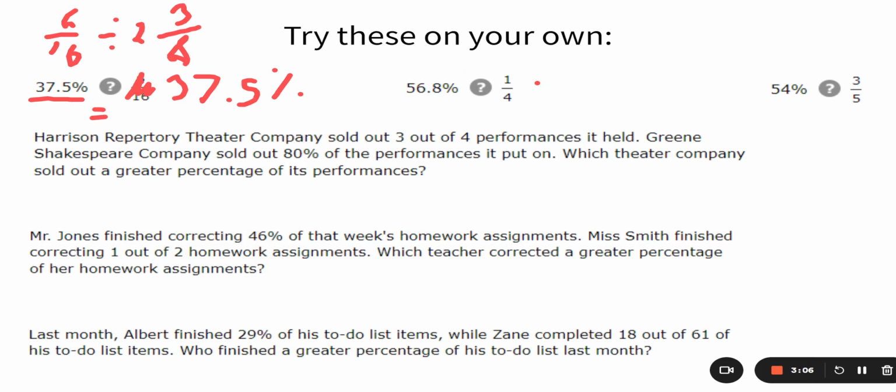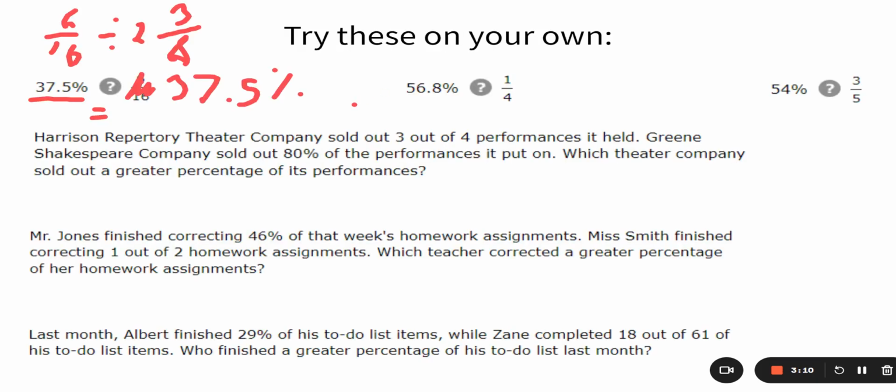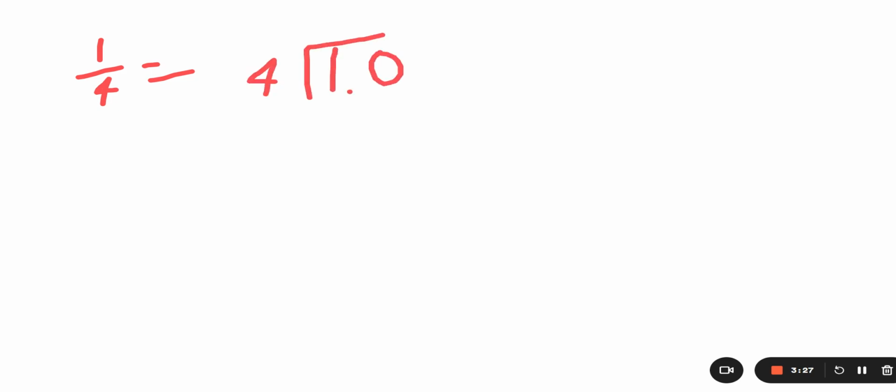56.8% compared to 1 over 4. Actually, now that I think of it, 1 over 4, this one should be really easy. We shouldn't really have to do this because you have your cheat sheet. And if you're remembering and studying your cheat sheet, it's going to go a lot easier for you. So 1 over 4, but let's do it anyways. I'm going to set it up correctly.